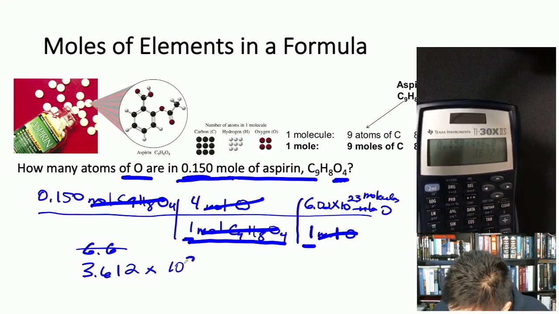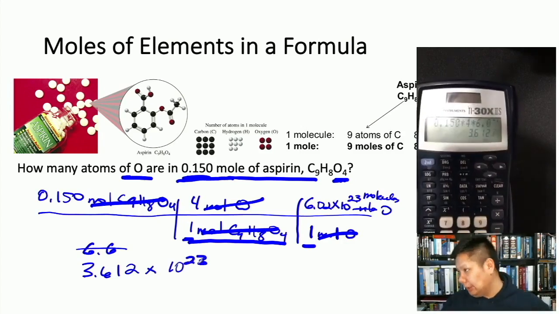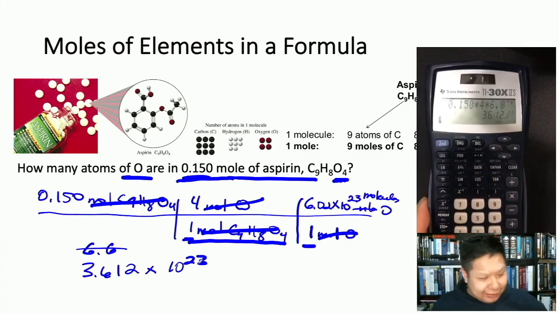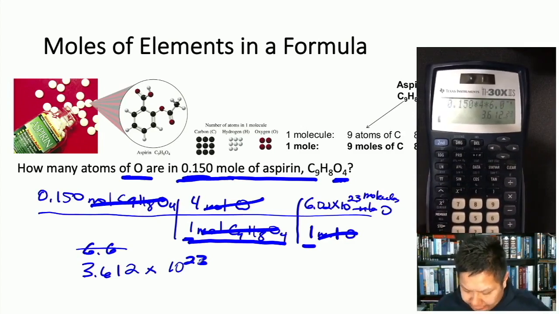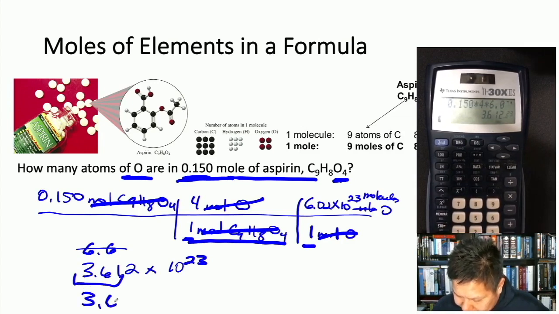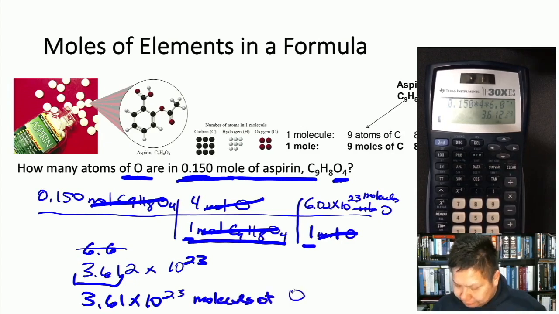10 to the 23rd. Sorry, there's a little glare on my end here. I can't really see what the calculator says. 23rd, and we do 3 sig figs again, right? Which means the answer will be 3.61 times 10 to the 23rd molecules of oxygen. Pretty simple, right?